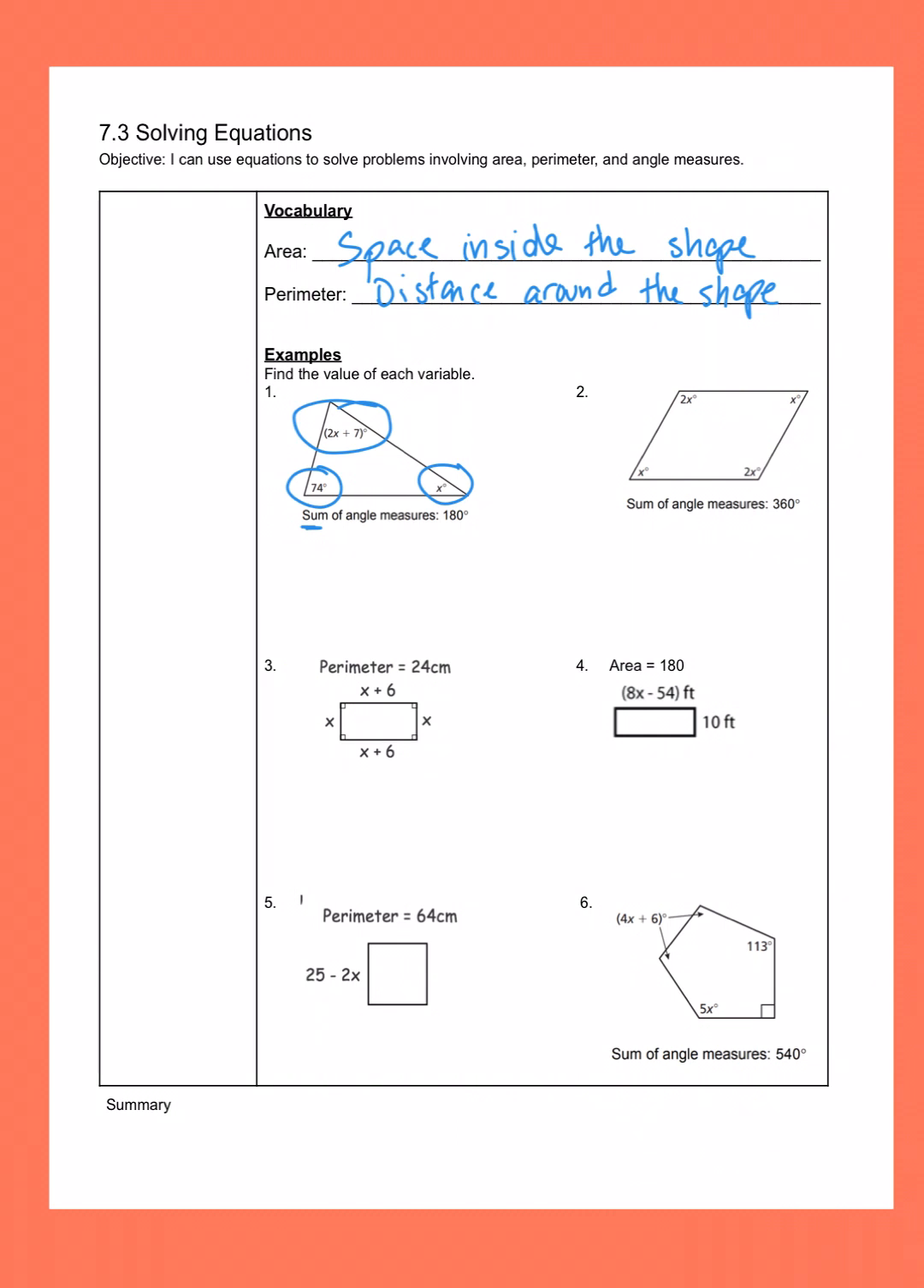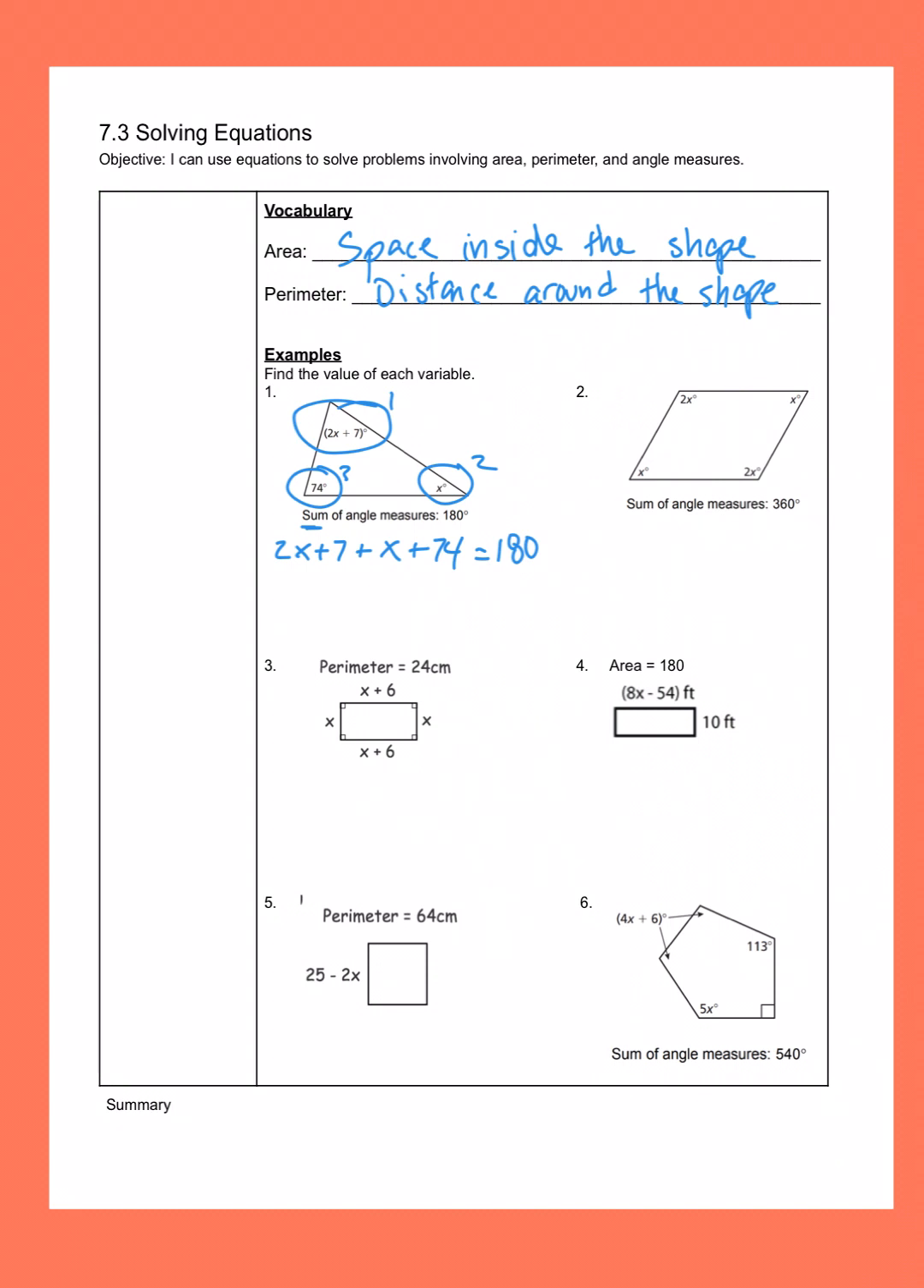So the angles are the 2x plus 7 plus the x plus the 74. So I just added this angle, and that angle, and that angle. It doesn't matter what order you add them in, as long as we're adding all the angles together, and it says the sum of that has to be 180.